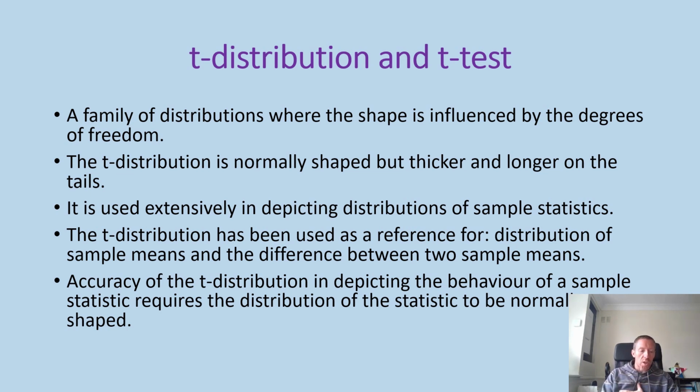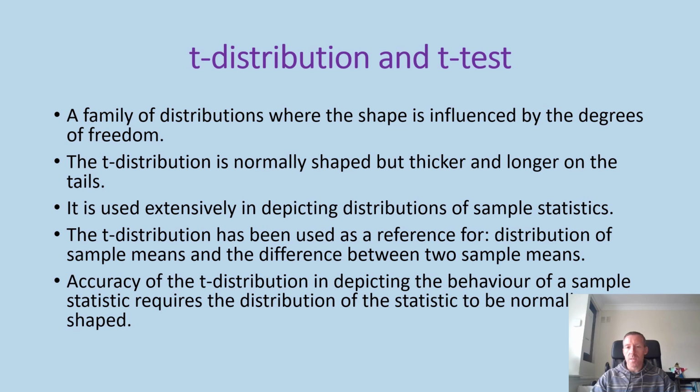It is normally shaped, but it's flatter and longer in the tails. It's used extensively in depicting distributions of sample statistics, such as how the mean is distributed. And it's useful because if we know how mean scores are distributed and we're comparing two means, we can see the extent of overlap in their distributions, and we can use that to figure out probability. That's pretty interesting, pretty useful.